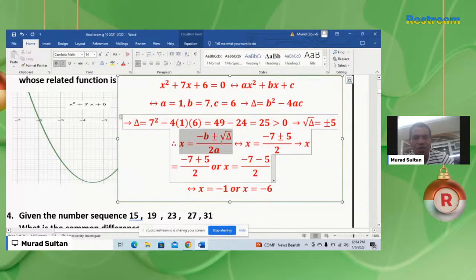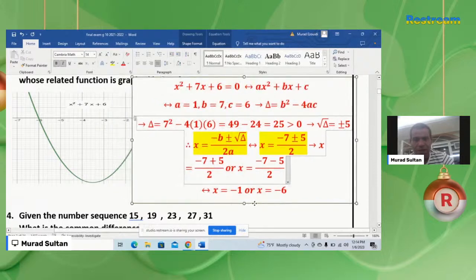This is known as the formula. So you write x equal minus b plus or minus root of delta divided by 2a. This will give us the same as that. Just substitute for a, b and delta. You will get x is equal to negative 7 plus 5 divided by 2, or x equal negative 7 minus 5 over 2. Therefore, we get two negative numbers and they are different.